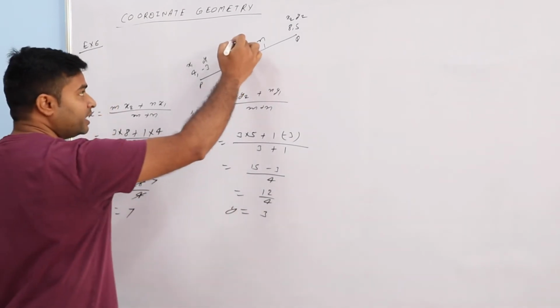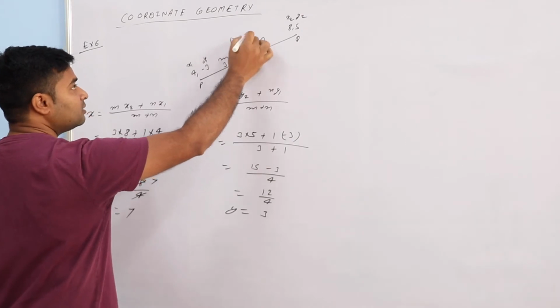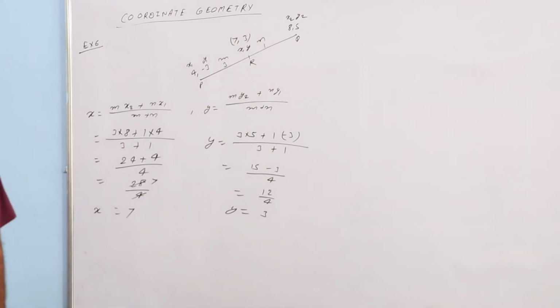So the coordinates you get are 7 comma 3. Very easy. Understood? This much.